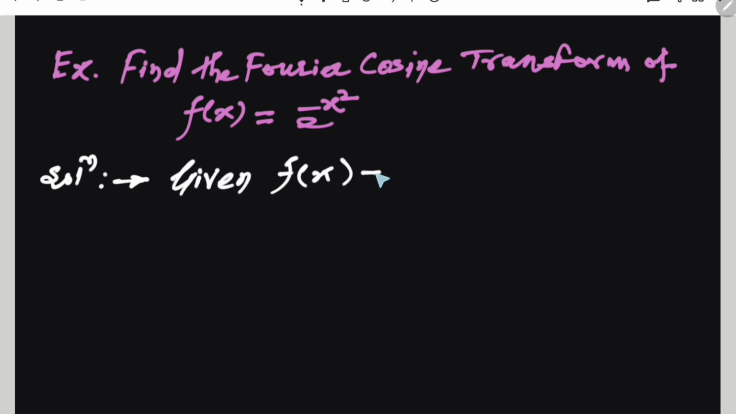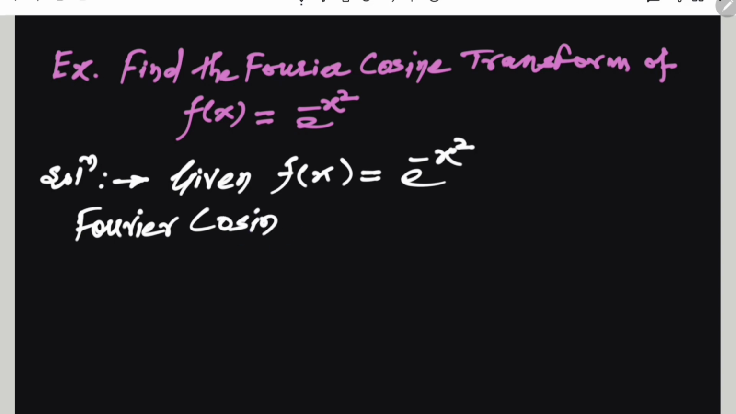It is obtained by the formula F c lambda, where capital F with suffix c, c stands for cosine transform. Therefore, F c lambda is equal to square root of 2 by pi into integration from 0 to infinity of f of u into cos of lambda u du.